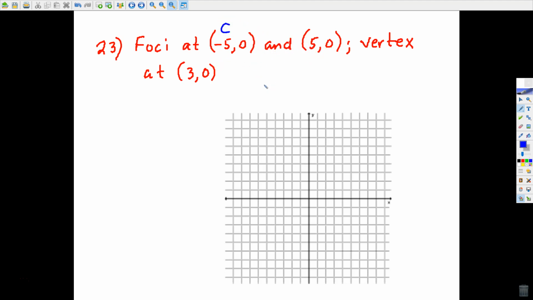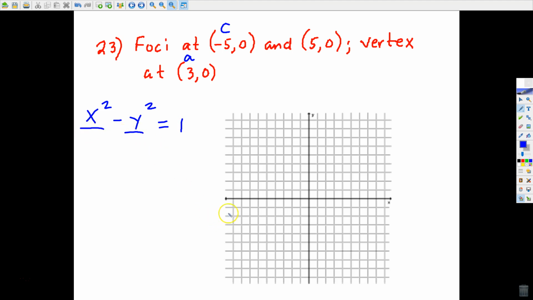Well, that just tells me that from the center, there's 5 units to each focal point. And from the center, there are 3 units to each of the vertices. So once again, notice where these are placed. The focal points and the vertices will always be on the same axis for a hyperbola. They're both on the x-axis, so when I write my equation, I'm going to make x squared come first.